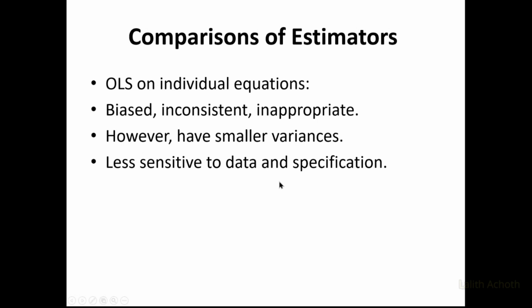Now, which method is better? Three-stage least squares I have not explained over here because it is done jointly. The estimation is done jointly, with all the equations together. You may find it a little difficult to understand, but those of you who want to can explore. So come back. OLS is used for a single equation. It is biased, inconsistent and inappropriate when you have this problem of simultaneity bias. However, it has smaller variances and is less sensitive to data and specification. Okay. So that is it.